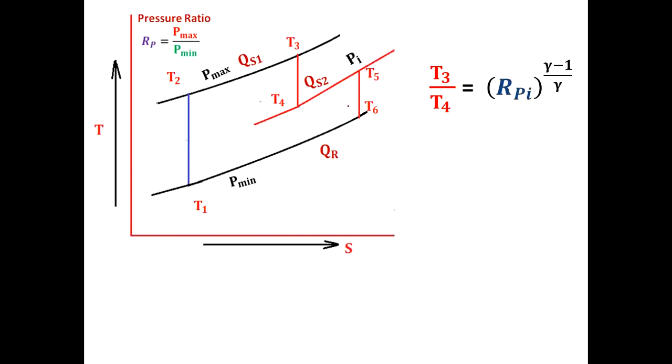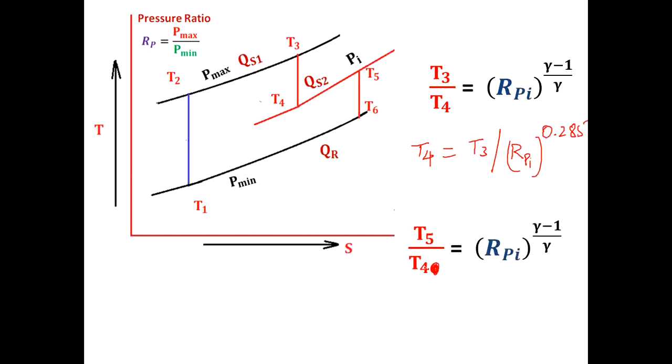Then T3, you want to know the value of T4. If you want the value of T4, you do like this: T3 divided by RPI whole to the power of gamma minus 1 divided by gamma. It is always 0.285. T5 divided by T4. If you want the value of T5, already you know T5 is equal to T3. Why? Because it is reheated to the same temperature, but it is not shown here. It is reheated to the same temperature, T5.